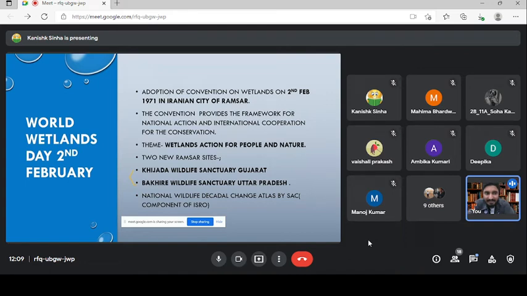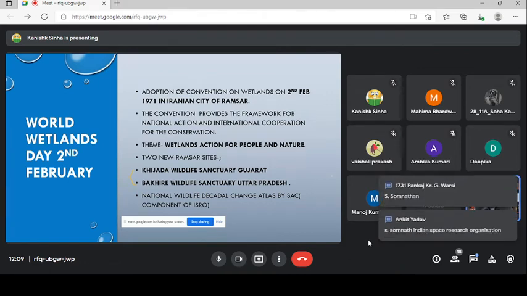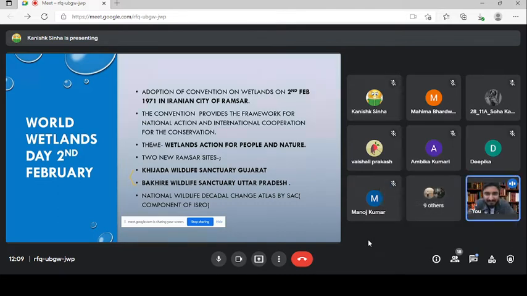So guys, World Wetland Day, 2nd February 2022. You have to know first why it is celebrated, what the convention is about, the theme of the year 2022, the two new Ramsar sites that have been added this year, and then the National Wetland Decadal Change Atlas. Directly you will be asked in the examination which of the following is not true about World Wetland Day 2022. You will have a similar question in the upcoming slide when we deal with the questions. So I guess you must have noted this. Moving to the next slide.